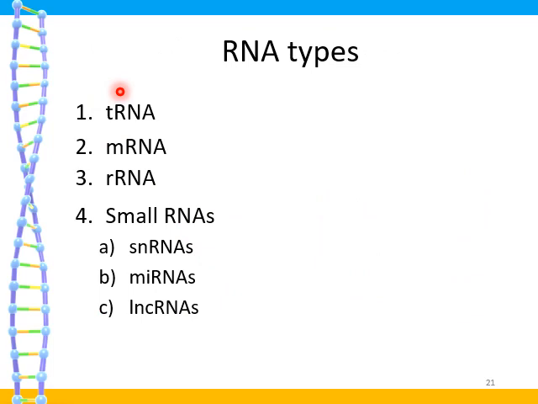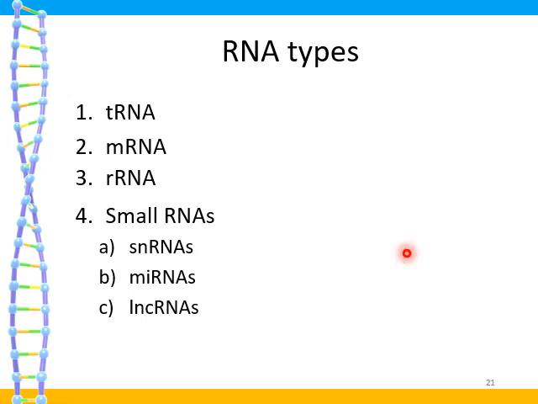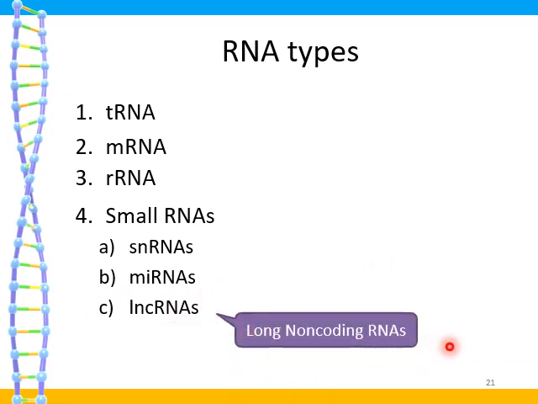We have different types of RNA inside the cell. We have the tRNA, whose name is taken from transfer RNA. We have mRNA, and we have rRNA. We also have some small RNAs, like small nuclear RNAs, abbreviated as snRNA, and they are involved in splicing of the RNA. And we also have microRNAs or miRNAs, and also lncRNAs or long non-coding RNAs. And these two RNA types are involved in the regulation of gene expression.